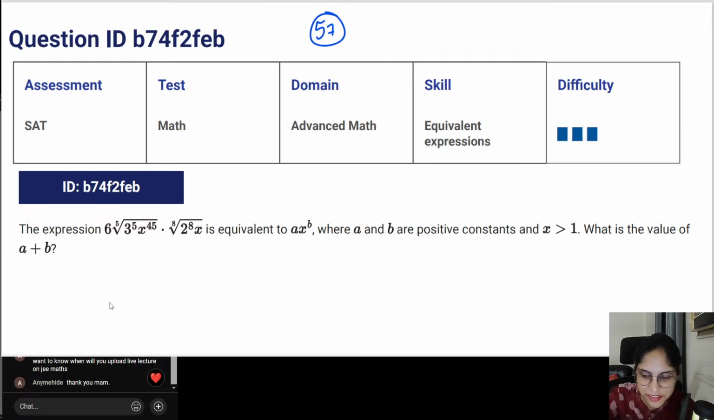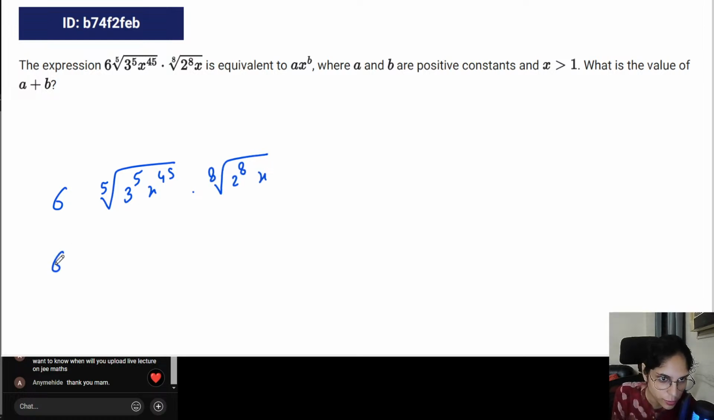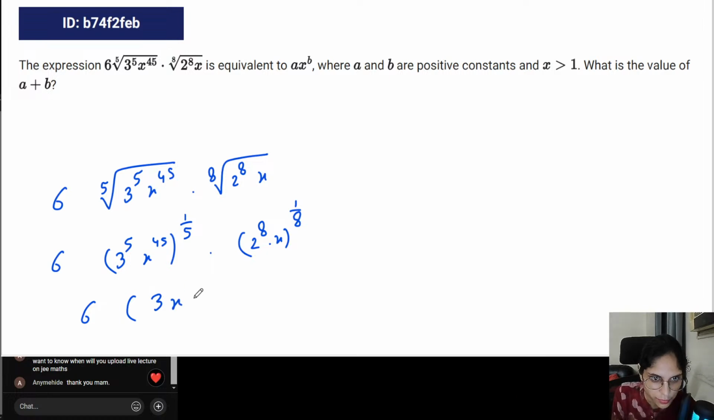Yeah. You have to again find the value of a, b. This can be written as a times x to the power b. Okay, you have 6 outside. Fifth root of 3 to the 5th x to the 45. Eighth root of 2 to the power 8 x. So I've told you before, this will be 3 to the 5th x to the 45 to the power 1 over 5. This will be 2 to the power 8 times x to the power 1 over 8. Now we'll multiply. 5 over 5 is 1. 45 over 5 is 9. 8 over 8 is 1. 1 times 1 over 8 is 1 over 8.